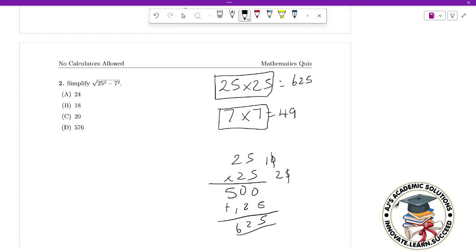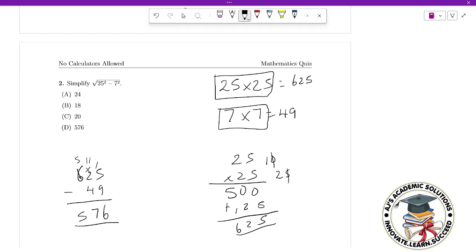And what they're doing is subtracting. So we're going to have 625 minus 49. So we go here 5, this is 12, now 11, making this now 15. So this is 6, here is 7, and here is 5.